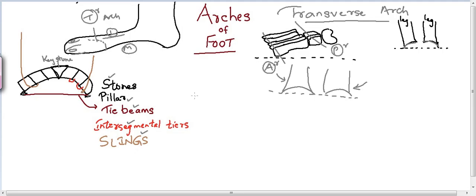So here, when compared with the medical side, we have the anterior transverse arch on one side and the posterior transverse arch on the other side. Posterior transverse arch. This is the anterior transverse arch. Now let's see one by one. So what are the stones? Here they are the bones.